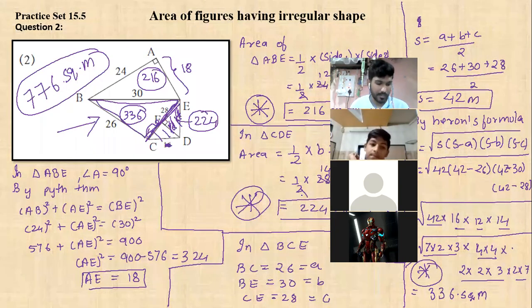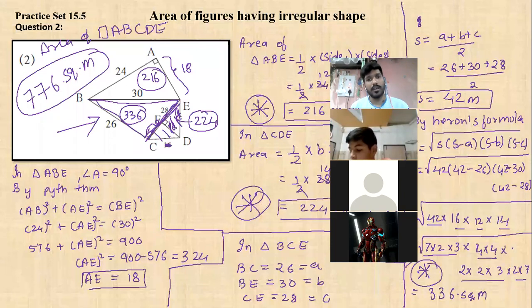You have to write it. Area of the plot, or area of ABCDE. Area of quadrilateral ABCDE is 776 square meters. Clear?